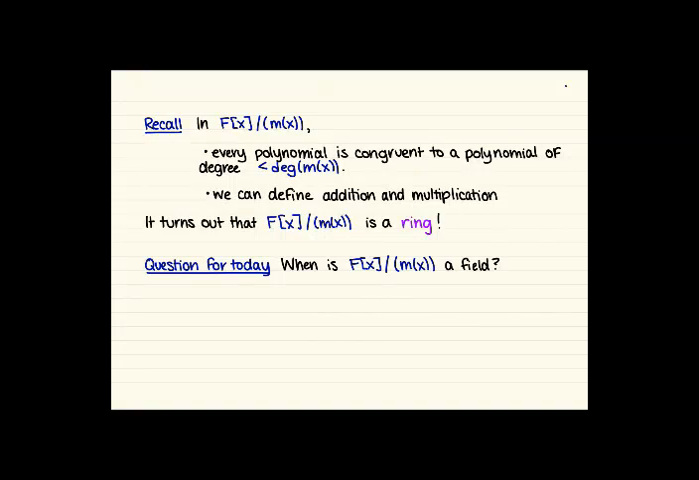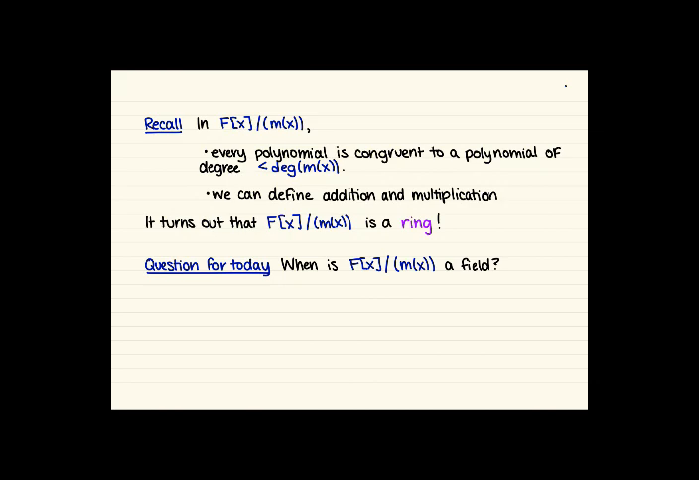So in today's pre-lecture, we're going to be introducing finite fields at long last. Recall from last time we defined F adjoin x mod a polynomial m(x). In this thing, every polynomial is congruent to a polynomial of degree less than the degree of that modulus polynomial m(x). And we can define addition and multiplication inside of here.